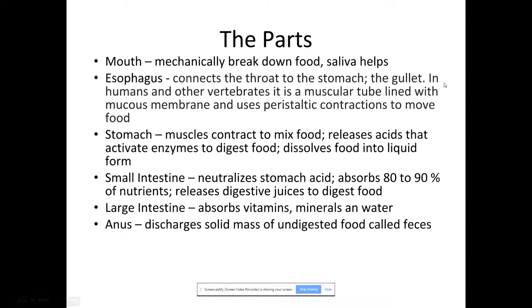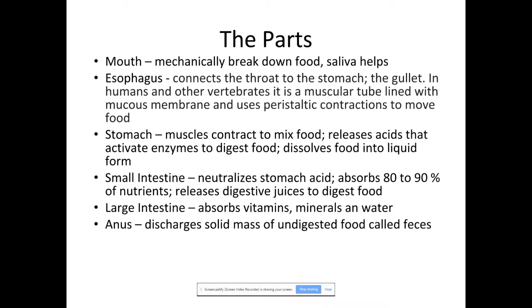We have the esophagus. This connects the throat to the stomach. In humans and other vertebrates, it is a muscular tube lined with mucous membrane, so the food can slide down, but we also use peristaltic contractions to move the food down. Think of a snake swallowing something. It just slowly moves it down to your stomach.